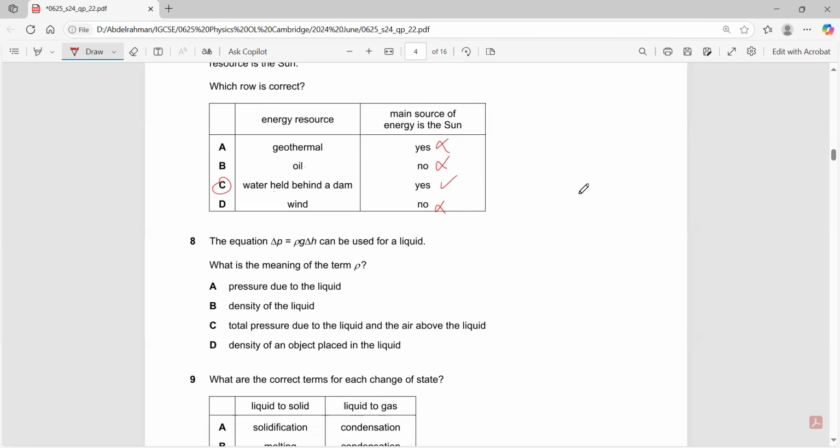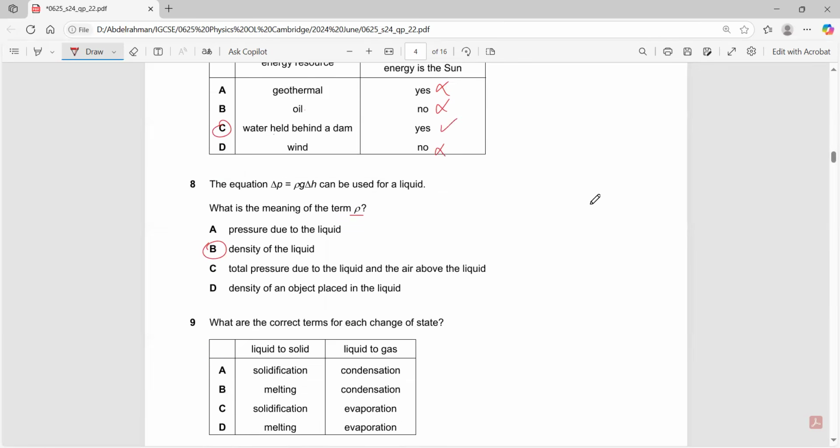The equation delta P equals rho g delta h. What is the meaning of rho? It is the density of the liquid.